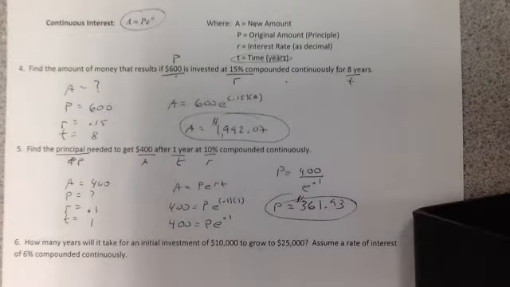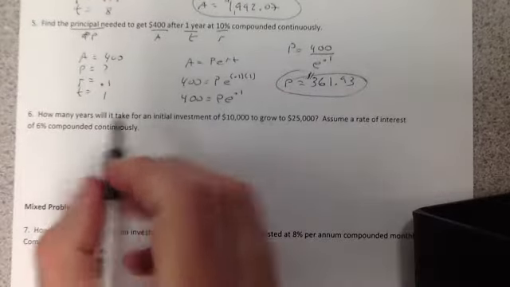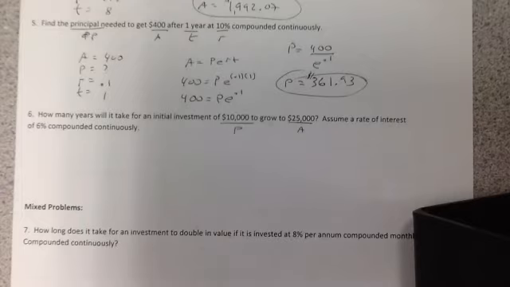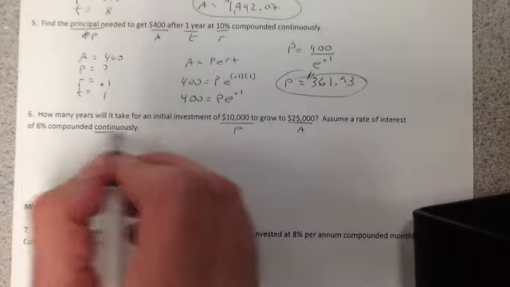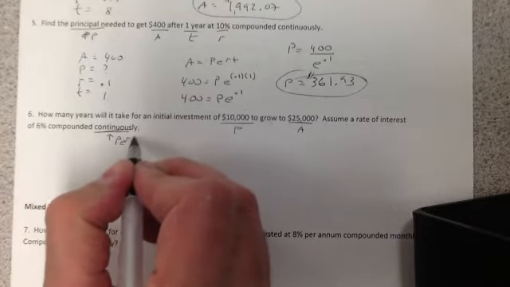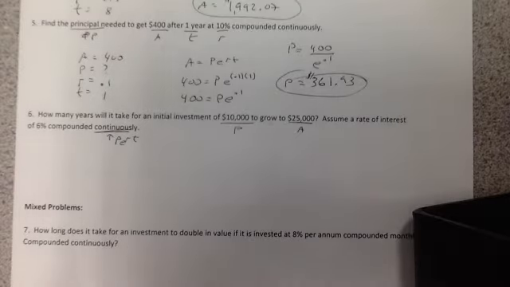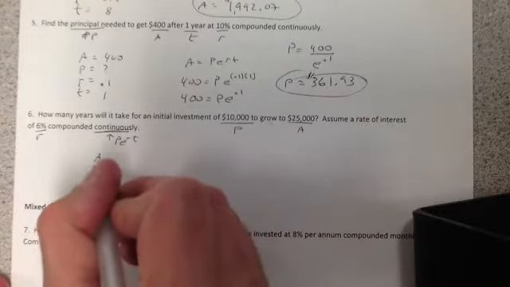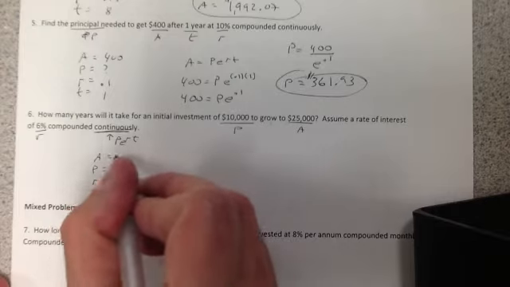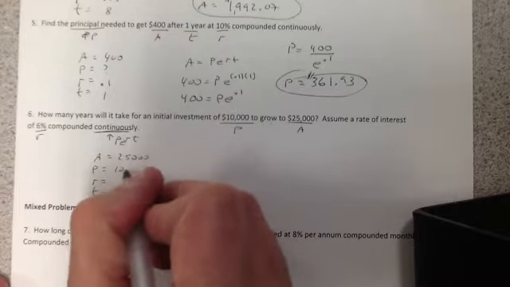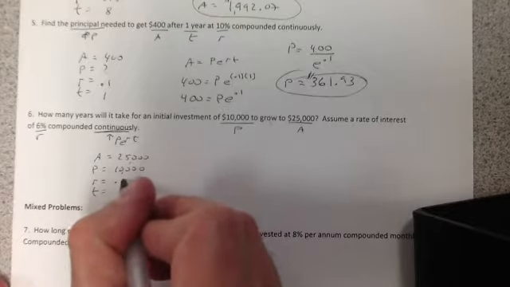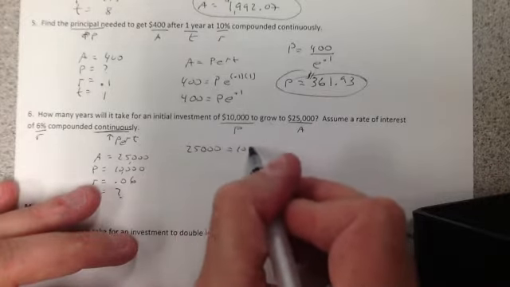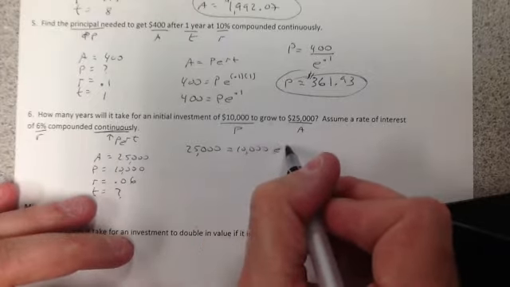All right. Number 6, let's take a look here. How many years will it take an initial investment to grow to 25,000? There's our P and A, from 10,000 to 25,000. Assume that it's compounded continuously. Now, anytime we see continuously, that's Pert. If it says anything else, not continuous, we're going to use our compound interest formula. And they tell me, there's my R. So, write out everything. A, P, R, T. A, we want 25,000. P is 10,000. R is 0.06. T is our unknown. I'll write it all out. 25,000 equals 10,000 e to the 0.06 t.